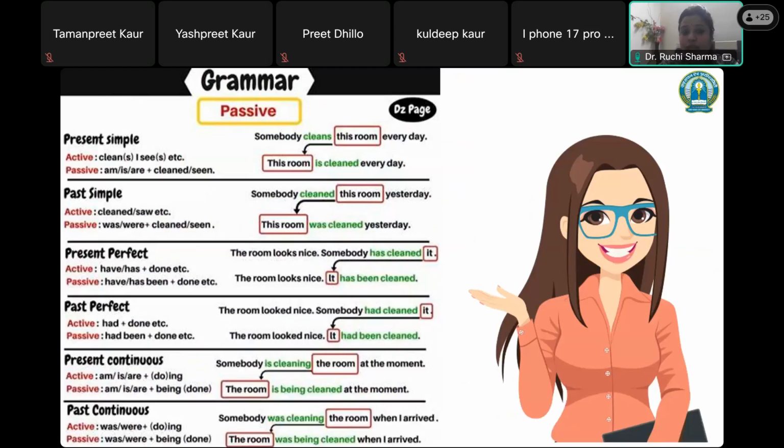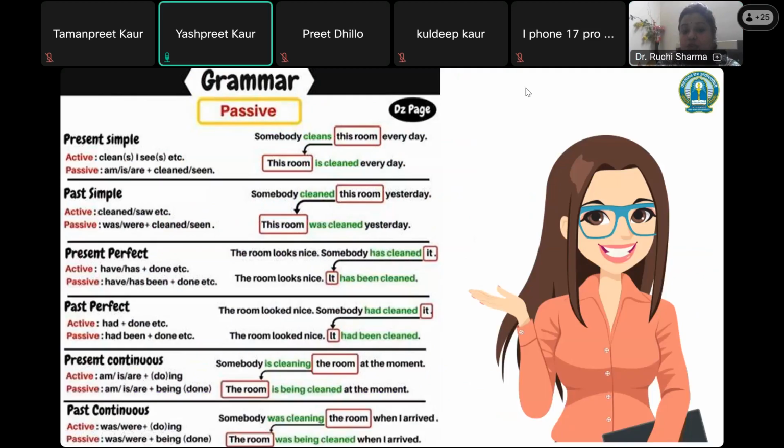We are going to look at, and my request is that I will ask students to solve this and read that out so that I understand how many of you are getting it. So I'll read out the first sentence and then we give it to Preet. Okay, Preet, I'll begin with you. Now look at the present simple tense in passive. Okay, active sentences. Somebody cleans this room every day.